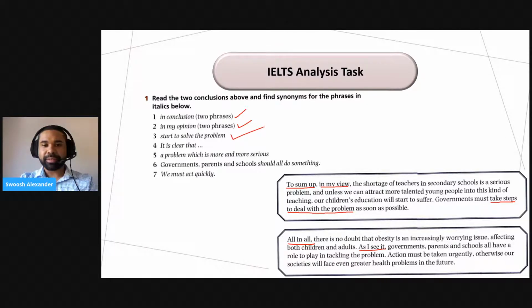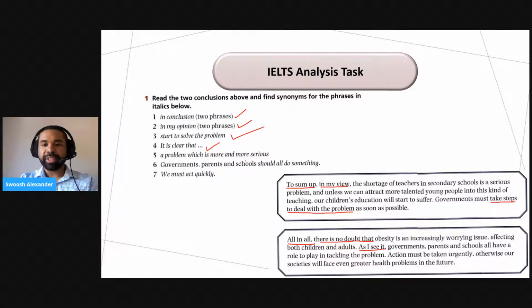It's clear that. What's an expression which has this meaning? Let me know. It is clear that. Any ideas on this one? Okay, so an expression which has this meaning is there is no doubt that. So if we use this expression, there is no doubt that, it has the same meaning as it is clear that.